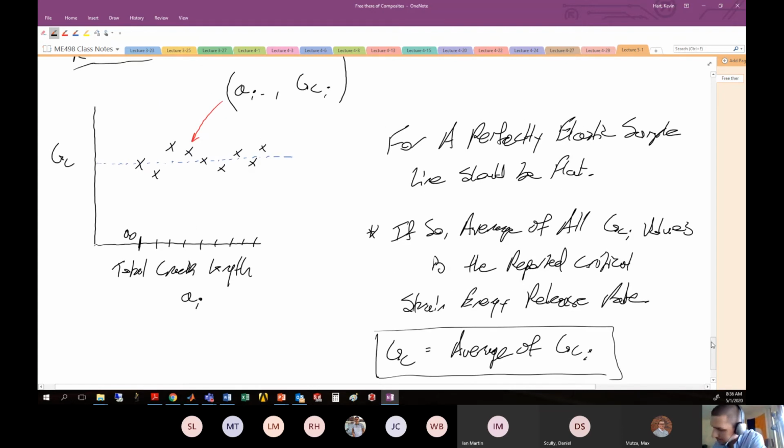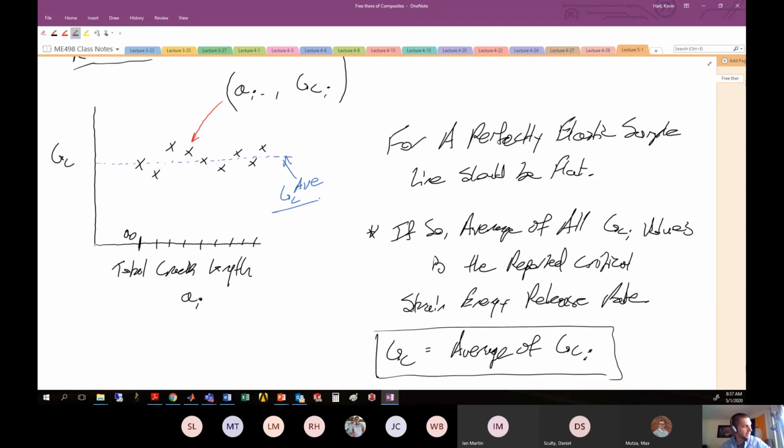So on this chart, if we average all these guys and come up with this particular blue line as the average, there's your average G_C, or what you would report from the test as the actual value of the critical strain energy release rate, G_C. All right. This R curve is important. Anytime you manufacture a composite and you do a fracture test on it, this is going to give you a lot of information.